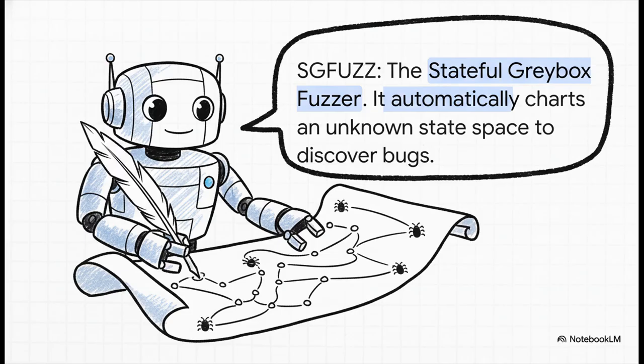It stands for Stateful Greybox Fuzzer. The best way to think about it is as an automated map maker for software. It doesn't need a map to get started. It literally draws one in real time as it explores.